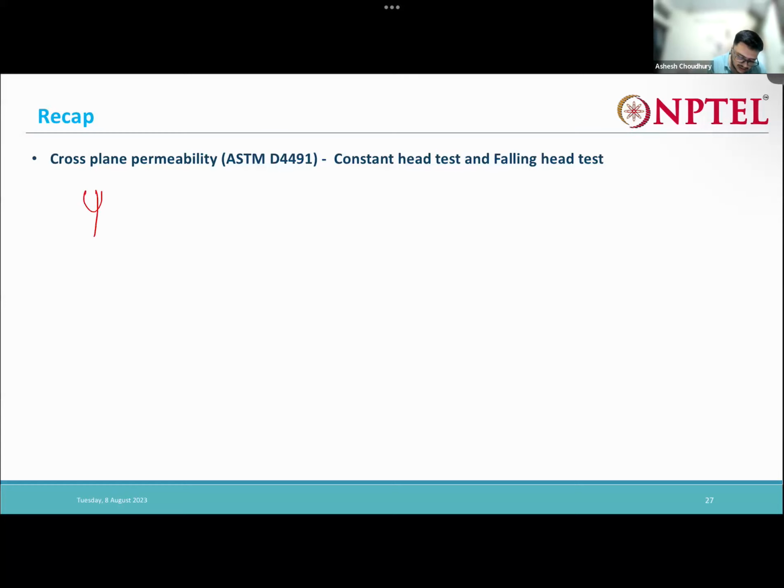The important parameter here is permittivity. The permittivity is nothing but Kn by T. T is the thickness of the geotextile. Kn is the permeability. Cross plane permeability is nothing but Q by delta H by A. This is the constant head test. Q is the volume of water collected, the flow rate. Delta H is the constant head, and A is the cross section.